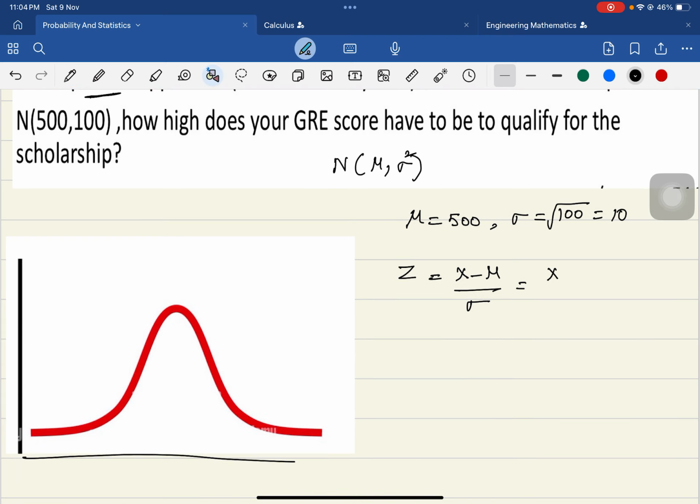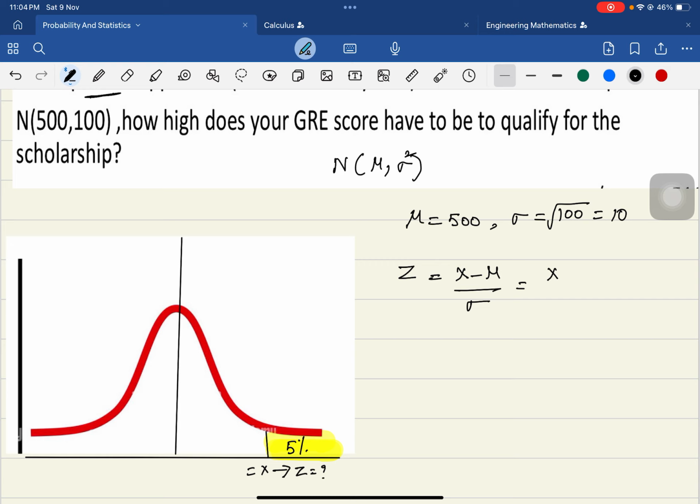Let us now look at this figure. What is given here is the top 5%. Top 5% means this area. This is the figure, this is the area of the top 5%. So now this area being 5% means, what is the value of x here and what is the corresponding value of z here? This is what we are going to find out.